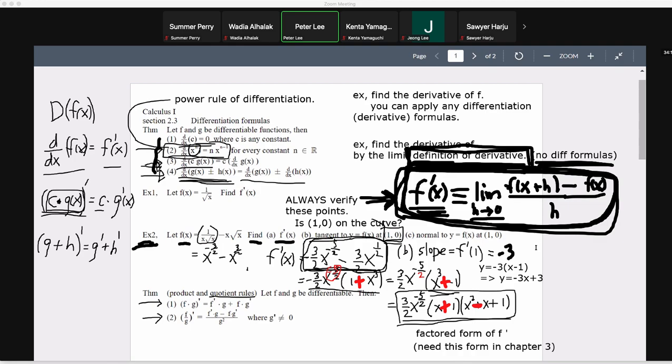Now let's look at part C. What is the normal line to this curve at that point (1, 0)? So this one's actually quite easy. All we have to do is write y is equal to 1/3 times x minus 1. Instead of negative 3, all we need is 1/3.